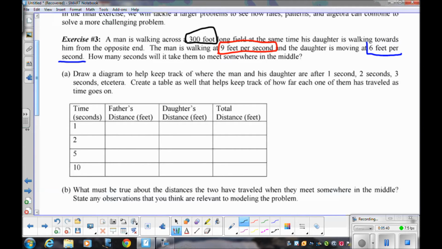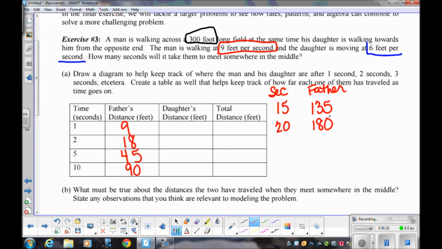So let's focus in on the father just for a second. After 1 second, his unit rate is 9 feet. Then after 2 seconds, 2 times his rate, 18. 5 times 9. 10 times 9. I'm going to expand this a little bit, and I'm going to say, what about after 15 seconds? How far? So 15 times 9, 135. And maybe let's jump up to 20 seconds. 20 times 9, we're at 180.